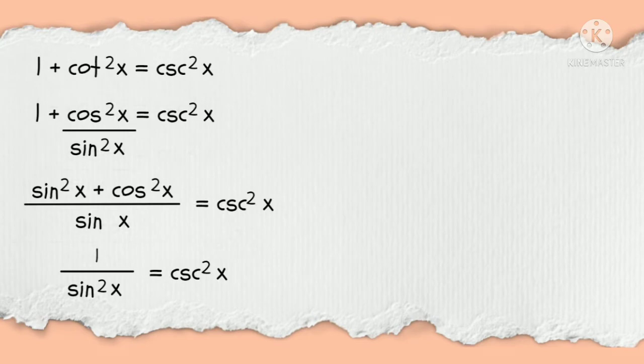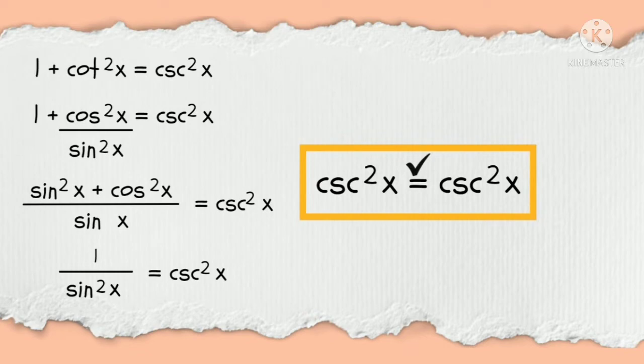Now that we have 1 over sine squared theta, we can now look at the identities if it has an equivalent. If we are going to look at the reciprocal identity, we can see here that 1 over sine theta is equal to cosecant theta. Since we have an exponent in the problem, we can just also add an exponent to cosecant theta to have cosecant squared theta. Being said, we can already prove that the left side is equal to the right side.